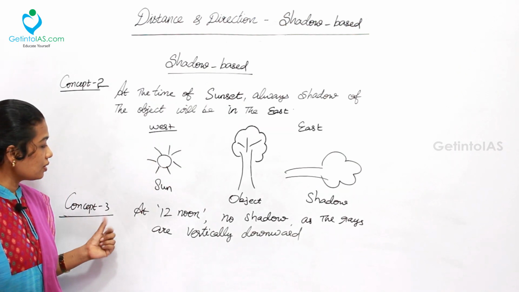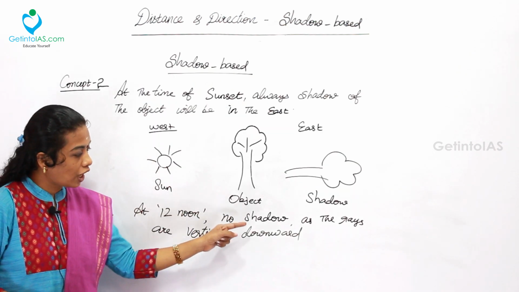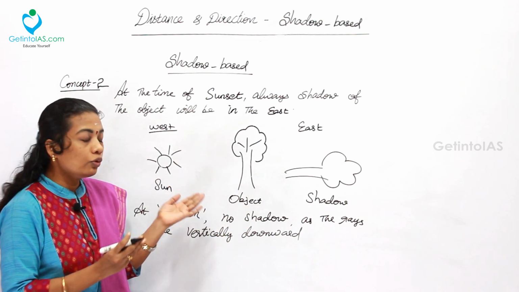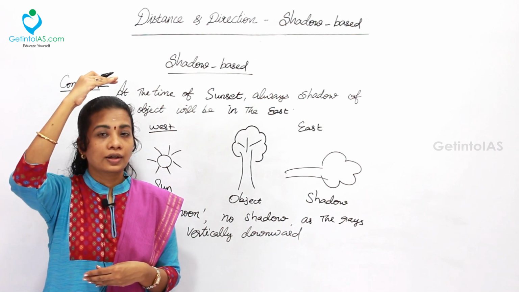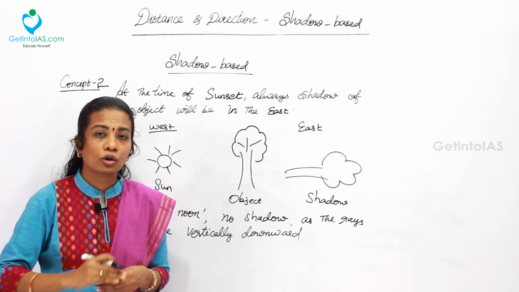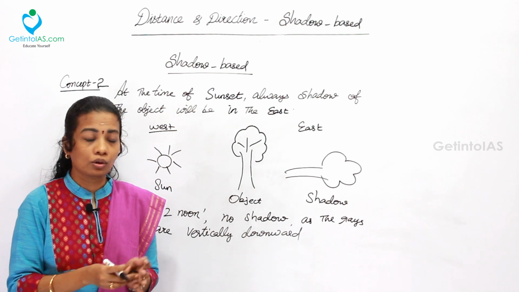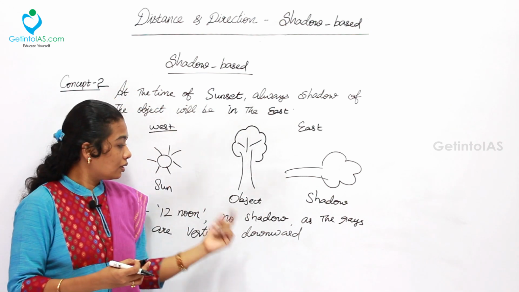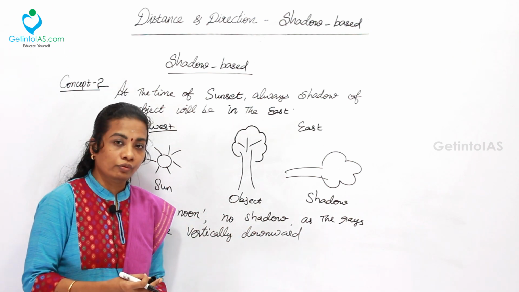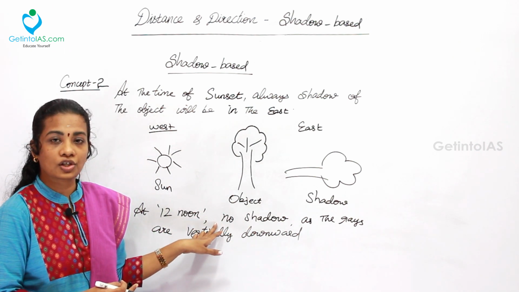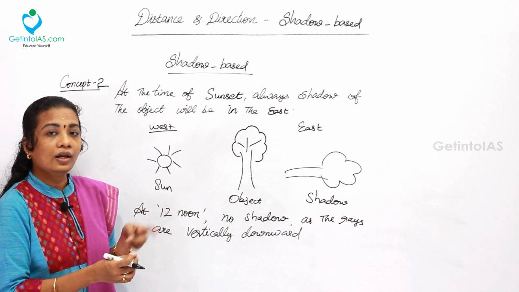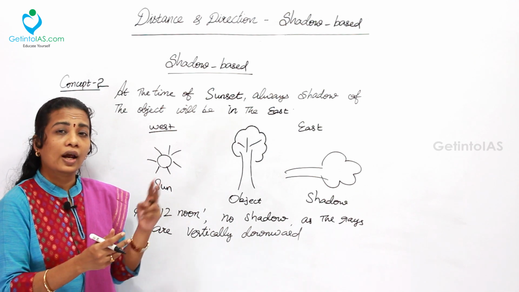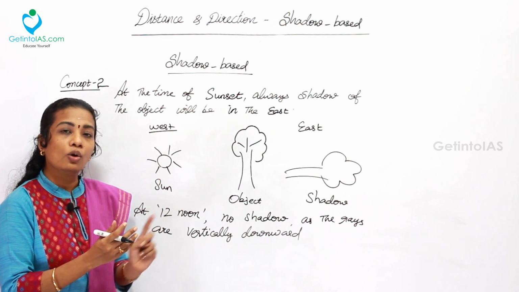Then concept 3: at 12 noon, there is no shadow as the rays are vertically downward. At 12 noon, what will happen? The sun will be directly overhead. So there will not be any shadow, as the sun is vertically overhead. The rays will be vertically downward, so there is no chance for a shadow. We can say concept 1 and concept 2 are very important from the examination point of view, as the appearance of shadow happens there.